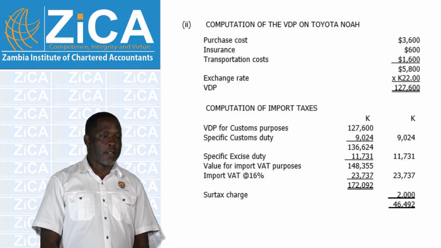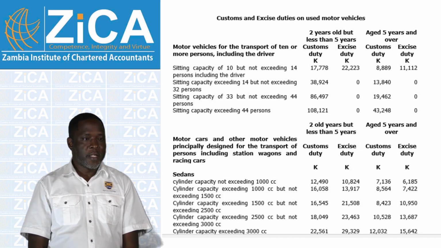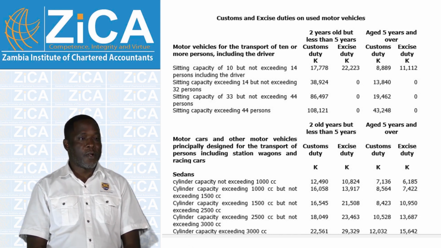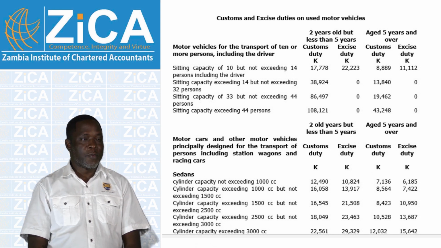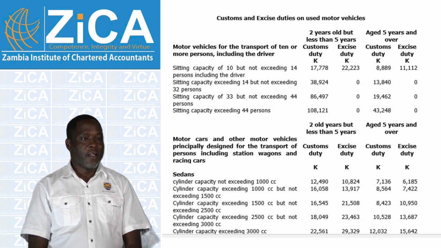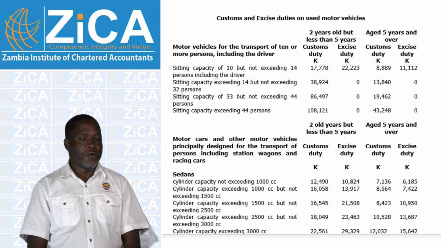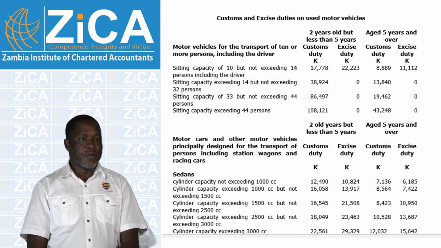So to do that, we have to go to the taxation table. So, like we mentioned earlier on, we have two taxation tables. We have the first one, which is customs and excise duties on used motor vehicles, and the table we used earlier on, customs and excise duties on new motor vehicles. So the Noah is a second-hand motor vehicle, so we are not going to use the table for the new motor vehicles. We use the earlier table, which deals with used motor vehicles.